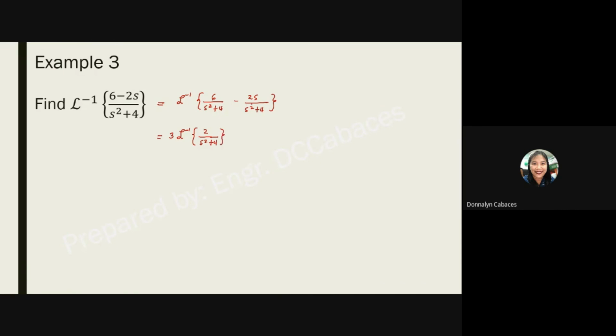And then, for the second term, you have s squared plus 4 again, relating to sine or cosine, but the numerator is s, so this relates to cosine. So that would be minus 2 times the inverse Laplace of s over (s squared plus 4). And therefore, the inverse Laplace of 2 over (s squared plus 4) is sine of 2t. And for this one, s over (s squared plus 4) is cosine of 2t.